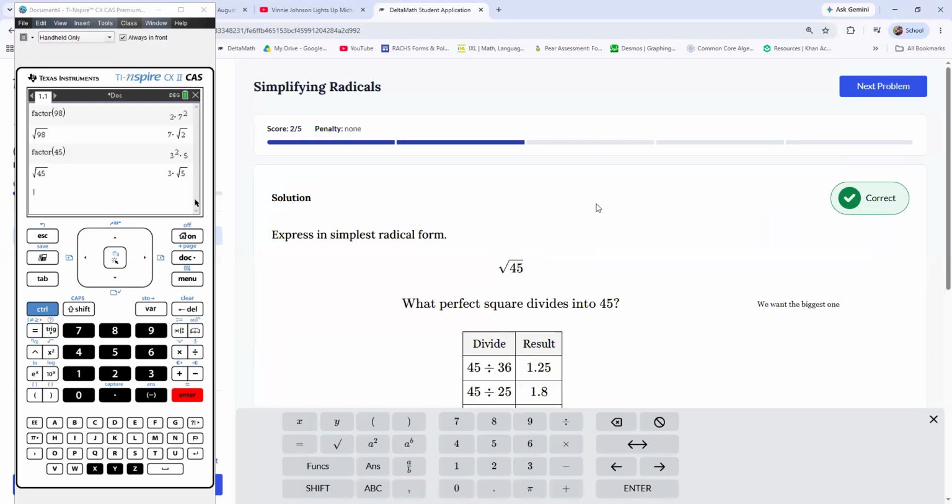Now, we can use this version even when it's in press-to-test. That's the most important thing. Now, let me jump and go to another part. I want you to see the other thing.